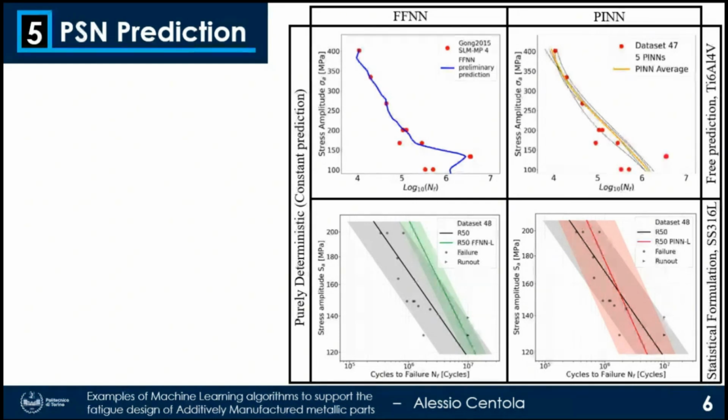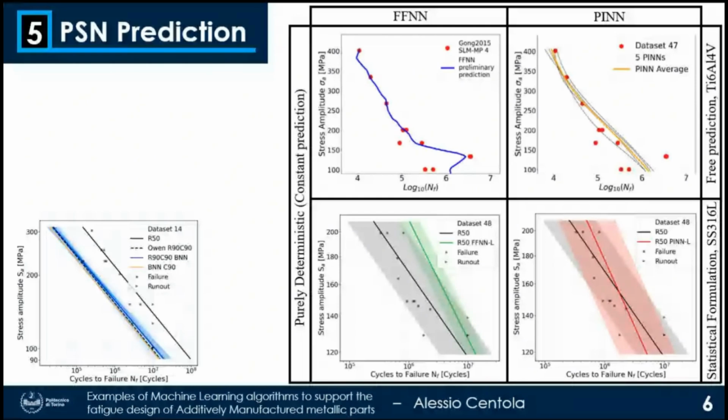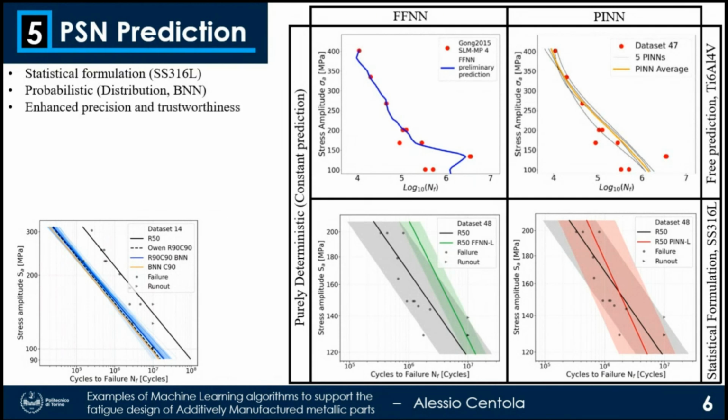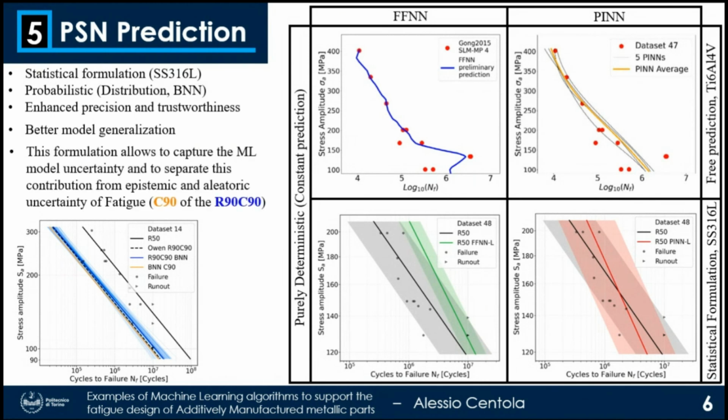prediction. In order to solve this issue, as I showed before, we can employ a proper statistical formulation, so the R90C90 life, and we can use a probabilistic framework that allows us to have a distribution of curves thanks to the Bayesian neural network. This allows us to have enhanced precision and trustworthiness, and at the same time, a better model generalization, as I said before. And as I said before, this formulation allows us to capture the machine learning model uncertainty and to separate this contribution from the epistemic and aleatoric uncertainty of fatigue.